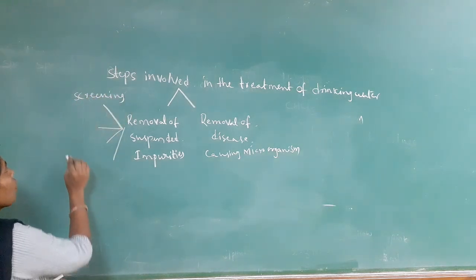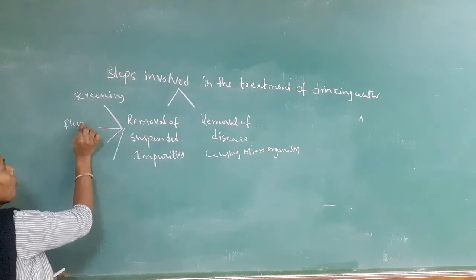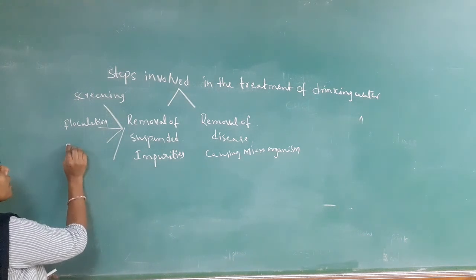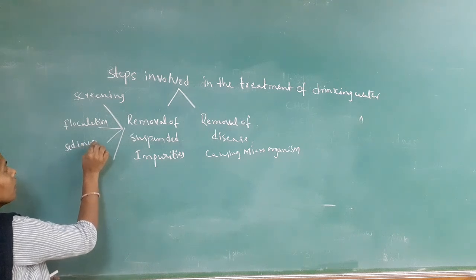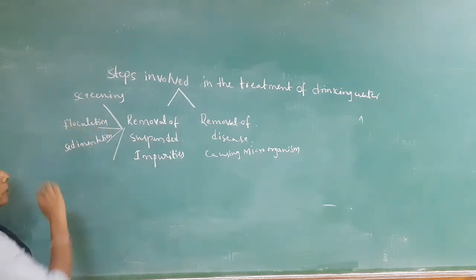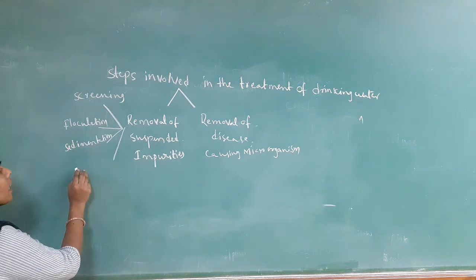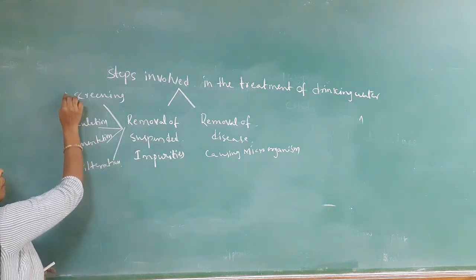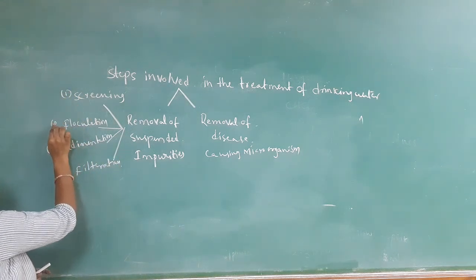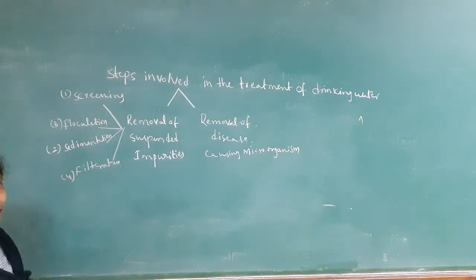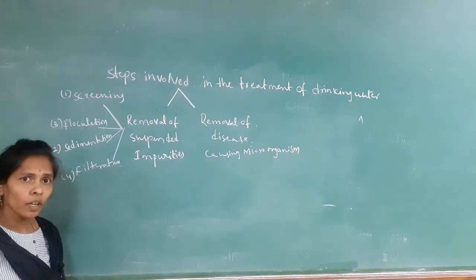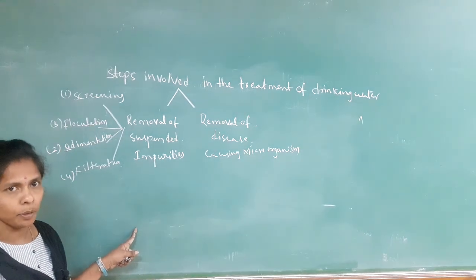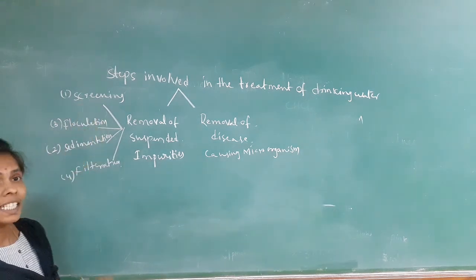The second step is sedimentation, the third step is flocculation, and the last step is the filtration process. So this is step 1, step 2, step 3 and step 4 in the first step. In the removal of suspended impurities, we are having the step by step process for removing the suspended impurities. So the first step is the screening.